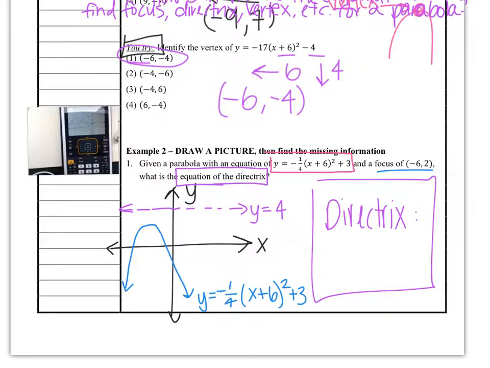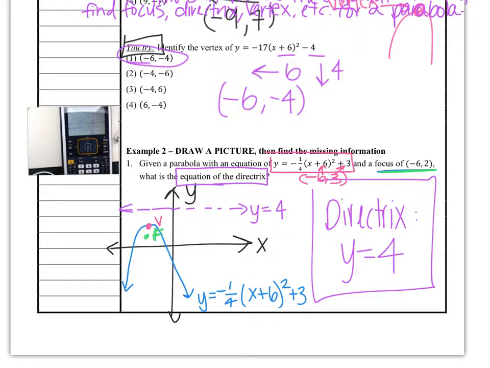And the focus was the point here. I'm just going to label it as focus, which was (-6, 2). And if we wanted to, we could talk about the vertex being this point, which would then be (-6, 3), based on the same idea that we did up above. Okay, so directrix final answer, y equals 4.